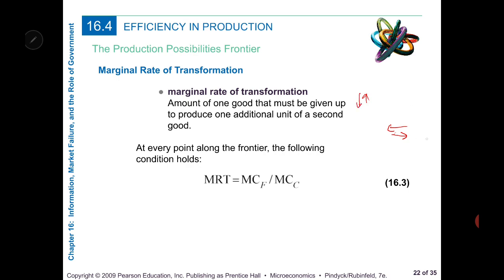So what is the substitution here? At every point along the frontier, there is a marginal rate of substitution. But the equilibrium or the efficient point is when the marginal rate of substitution, the amount of goods, let's say this is 1 over 1 or maybe 10 over 10, so it ends up as 1, must equal the ratio of the marginal cost of producing food over the marginal cost of producing clothing.